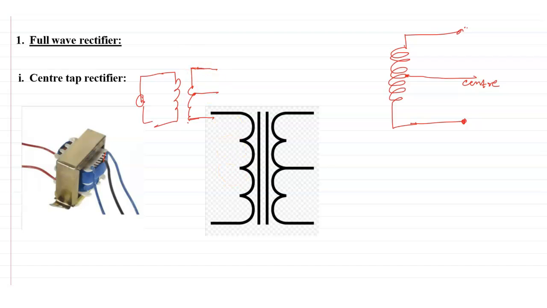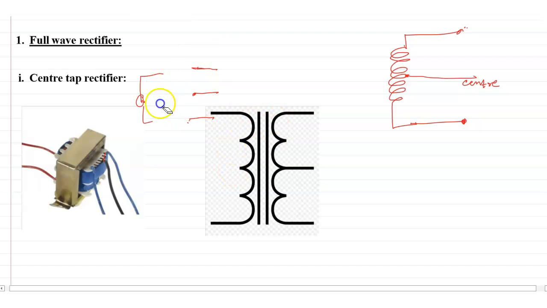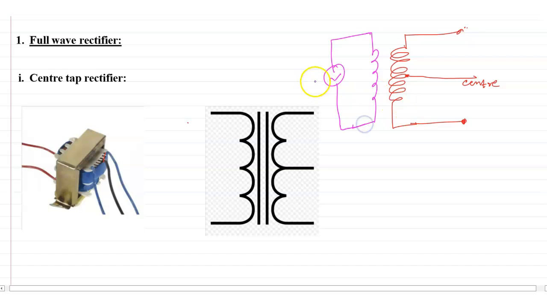To draw the center tap transformer, we will draw it like this. Here is also the primary coil. The AC signal is connected to the primary source.